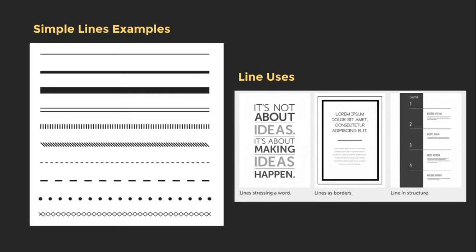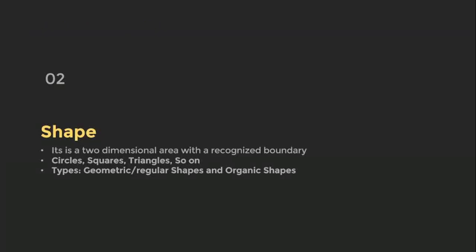Up next is shape. Now, shape is a two-dimensional area with a recognized boundary. Talk about circle, square, triangle, and so on. And of course, there are types of shape. We have geometric shapes, which are regular shapes that go on straight lines in their construction, or go circular in their construction. They are called regular because there is just one direction they go. And organic shapes are shapes generated from living things, basically abstract objects and all of that.